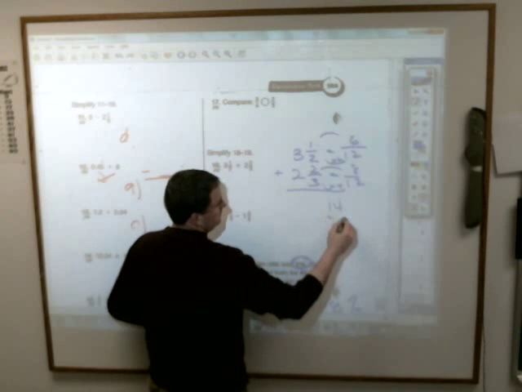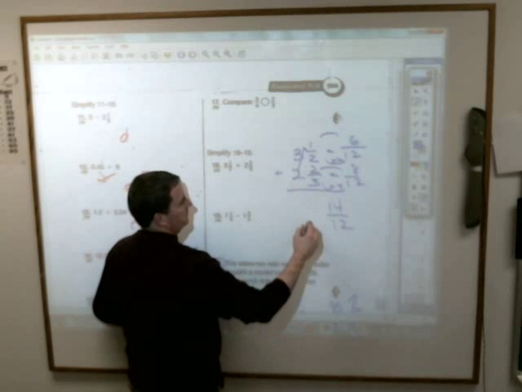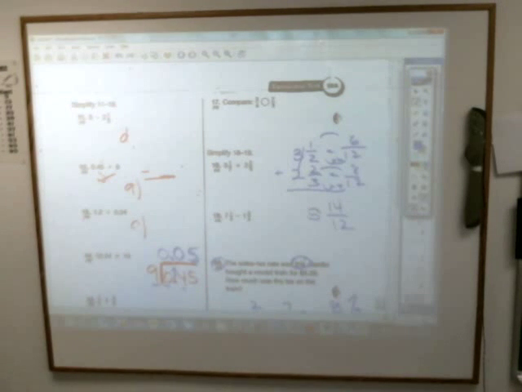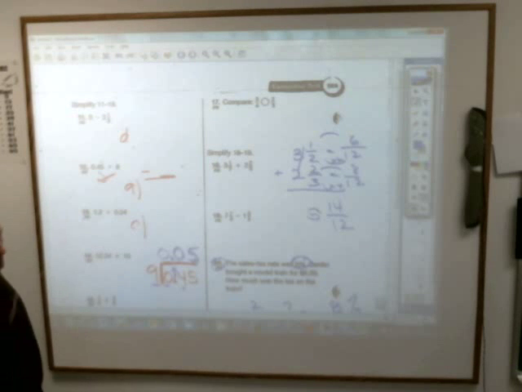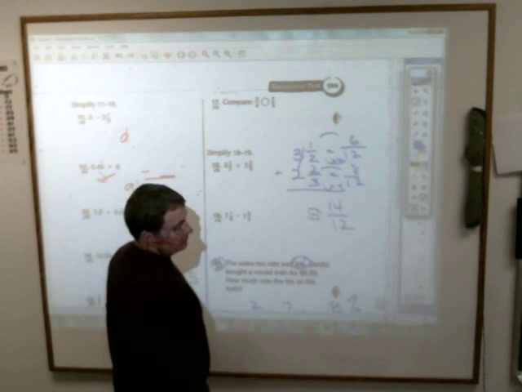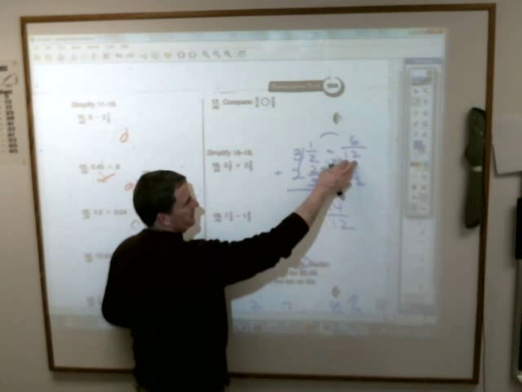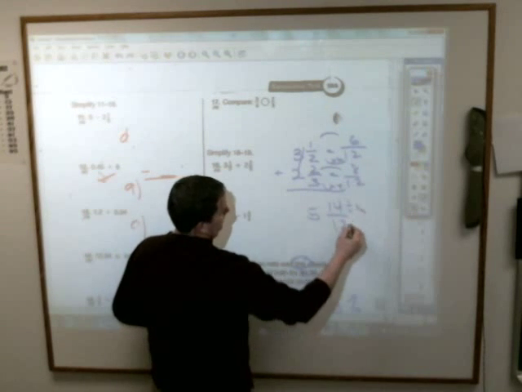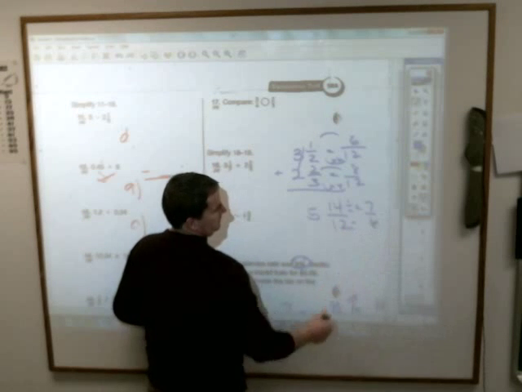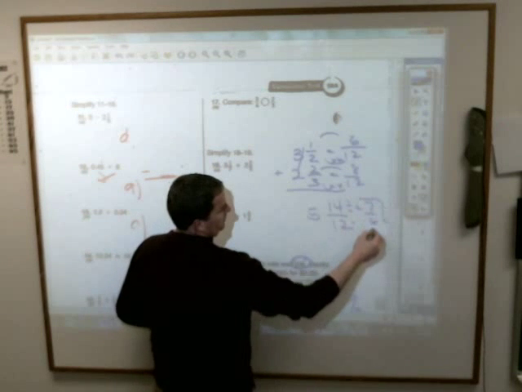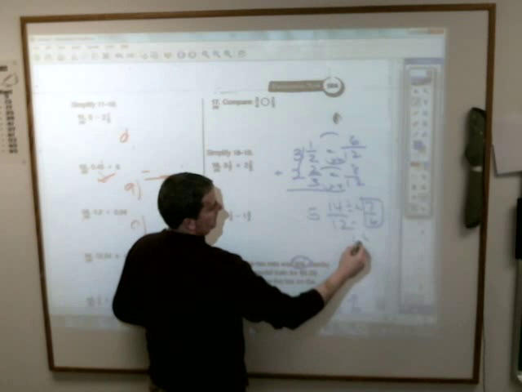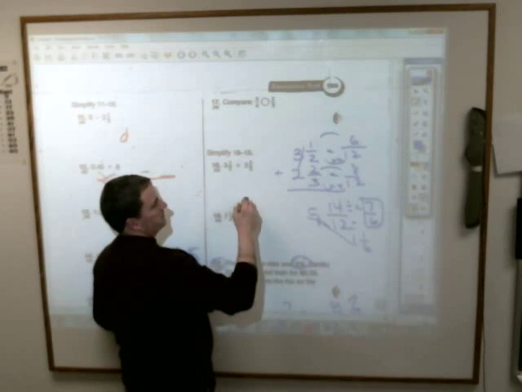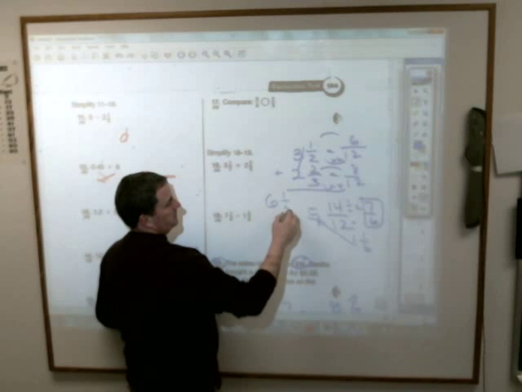14. Adding these together, you get 5, but you can't leave 14 12s as an answer. What do you have to do with those? Reduce and divide. Had you used 6 for your denominator there, you wouldn't have had to do some of this, but I'm going to cut them both in half first and get 7 over 6. 7 over 6 is what mixed number? 1 and 1/6. Add the 1 to the 5, it becomes 6 and 1/6.